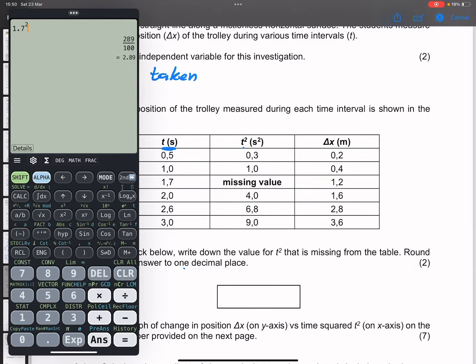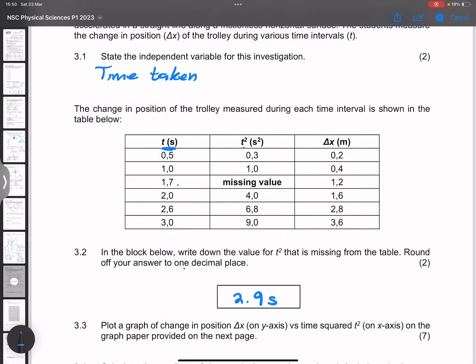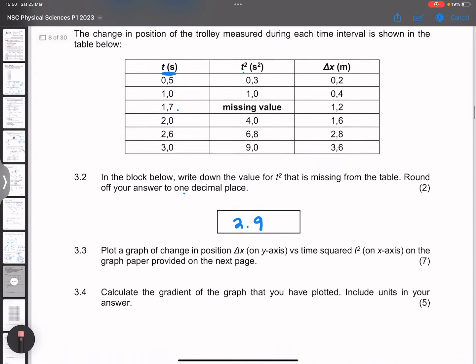All right, so t is 1.7. So that's 1.7 squared, and that gives us 2.89. So that's the value, but they said to 1 decimal place, so this will be 2.9 seconds. Actually seconds squared, but in this case they just said the value. So that's 2.9.